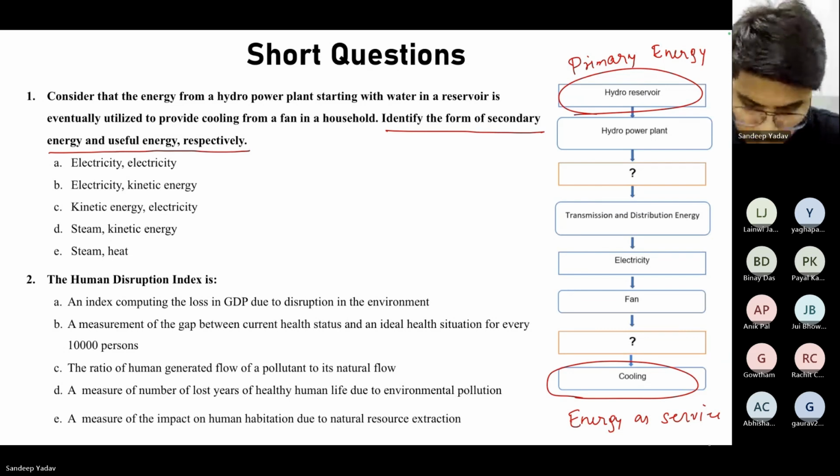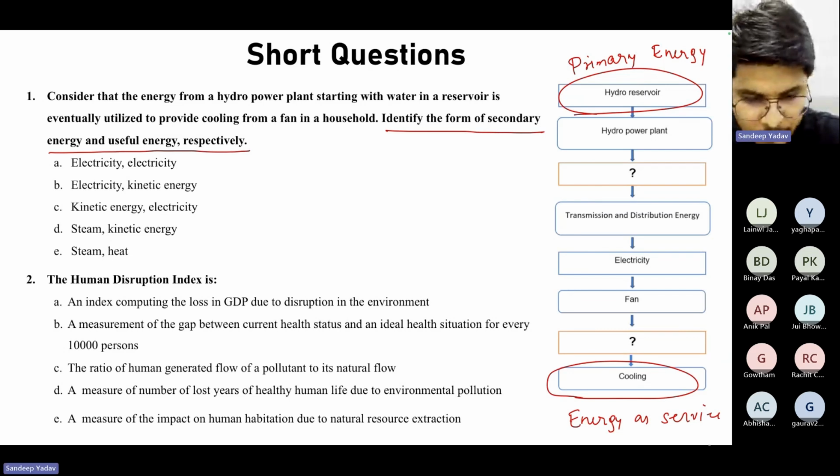Yeah. So power. Some of you have commented on power. Let me just open the chat box. So we can write power in terms of electricity. So we can just write it like electricity.